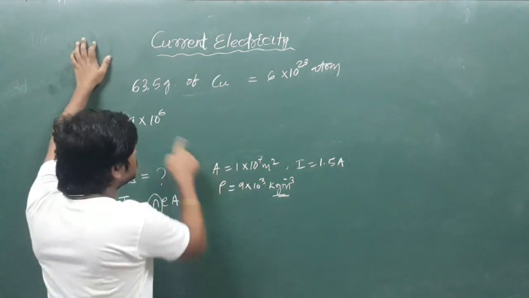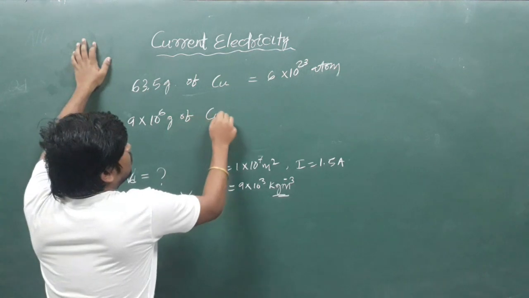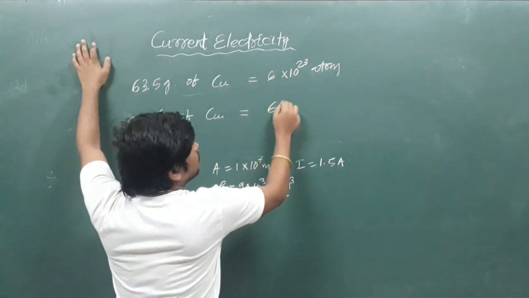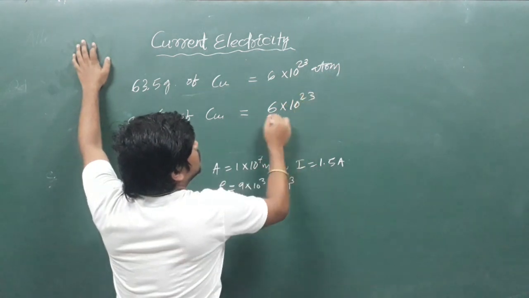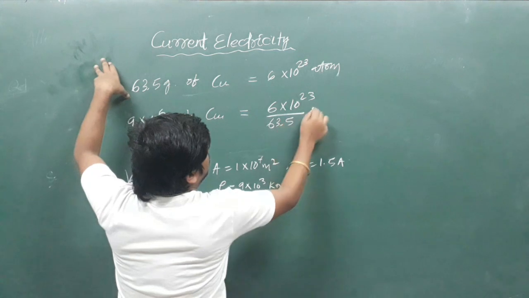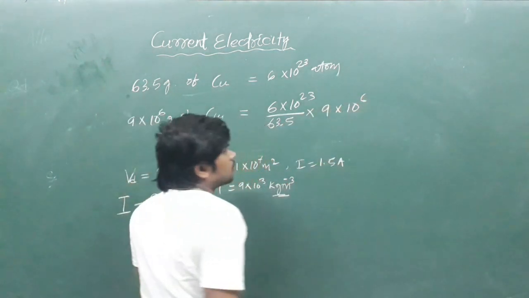So this will be how much? 9 × 10⁶ gram of copper consists of how many electrons? 6 × 10²³ divided by 63.5 × 9 × 10⁶.